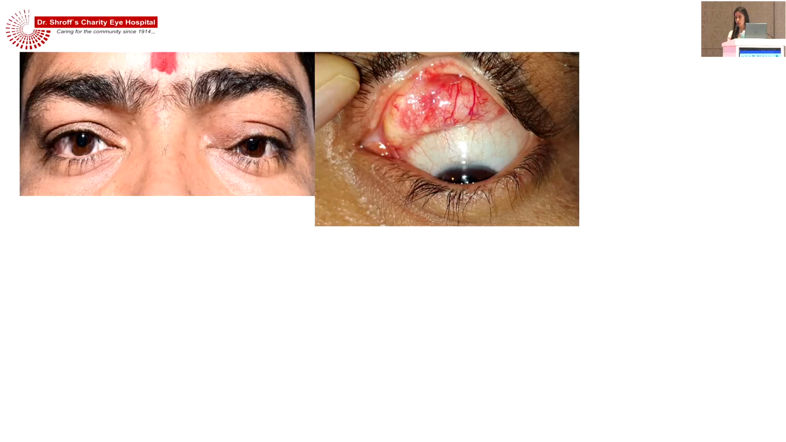And a clue to the diagnosis could be, of course, the appearance gives a clue, but also a small subtle coloboma which can be there in the eyelid can give a subtle clue to the diagnosis.